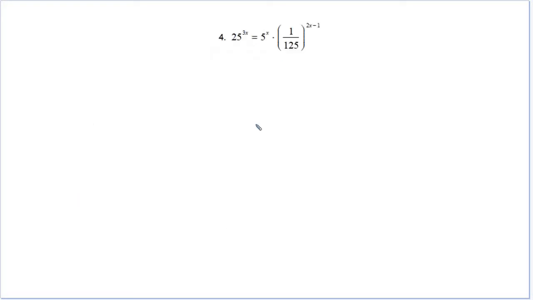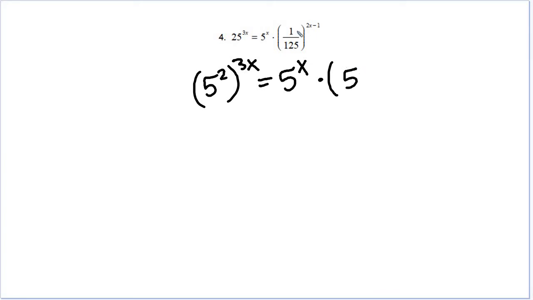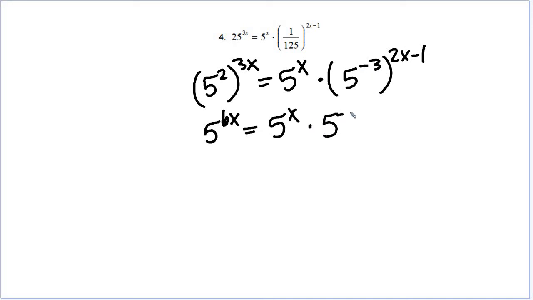Okay, and the last one. Again, I'm going to look at that smallest number to see if I can use it as a base, and I can. I know that 5 squared is 25, and 5 cubed is 125. So 5 squared to the 3x is equal to 5 to the x times, now I know 5 cubed is 125, but this is 1 over 125, so it lets me know it's going to be a negative 3. So the first thing I'm going to tend to is the power to a power. So I have 5 power to power we multiply, 6x equals 5 to the x times power to a power we multiply, negative 6x plus 3.